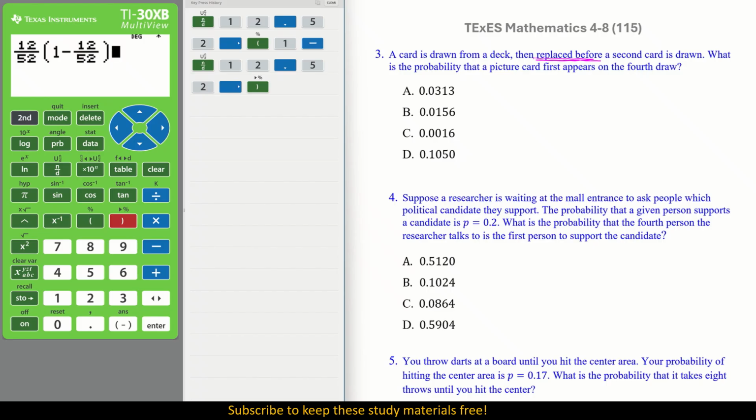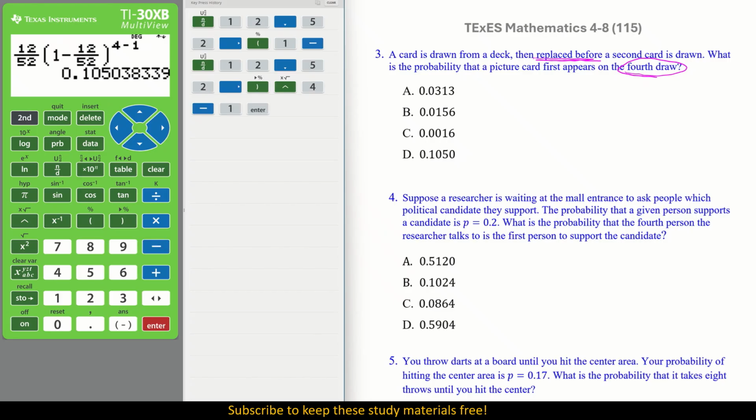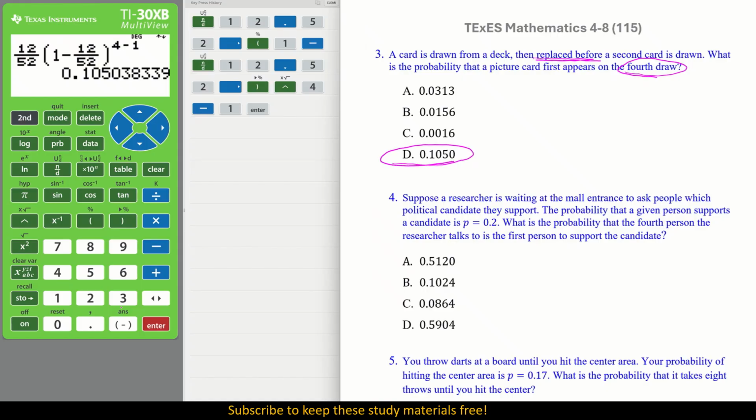Okay, now let's see. They're saying fourth draw. So that would be 4 minus 1. So caret up, 4 minus 1. Enter. Okay, let's see if we have something to round. And that would be option D. Okay. All right, number 4.